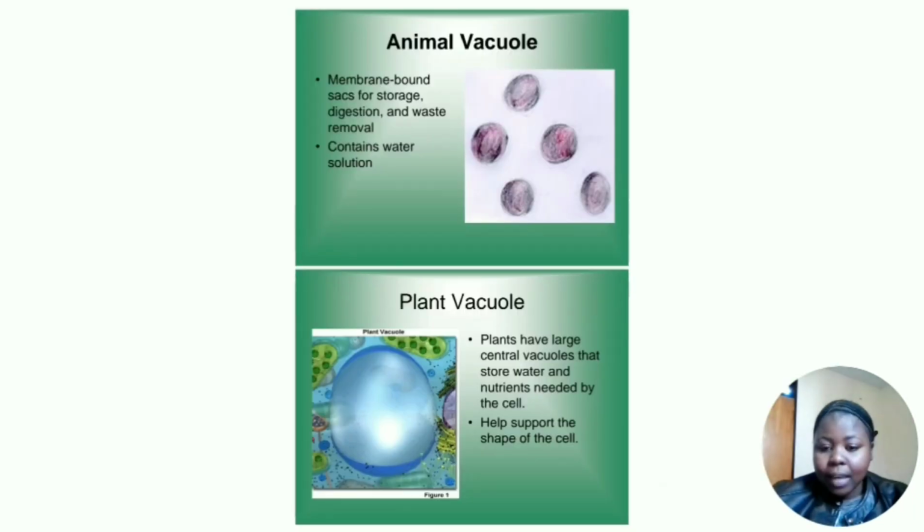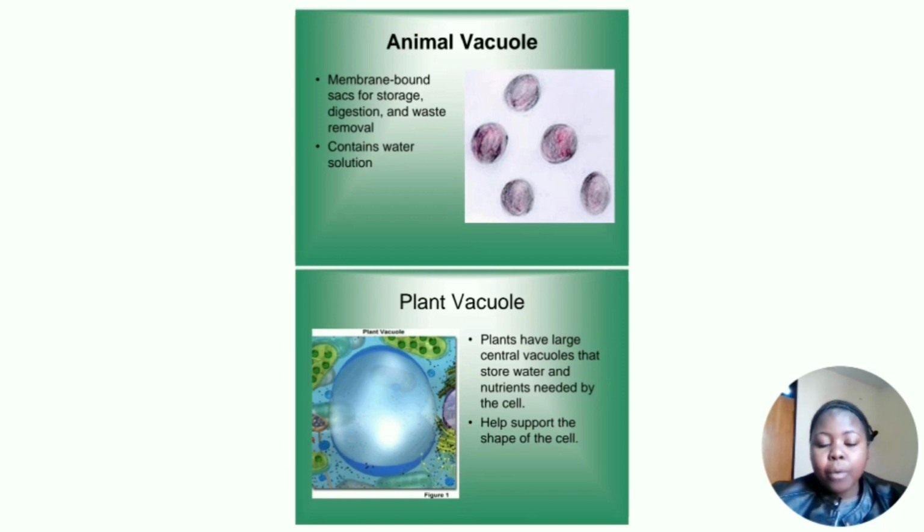Okay, now we are going to talk about another organelle, which is called the vacuole. We are going to talk about the animal vacuole and the plant vacuole. The animal vacuole is a membrane-bound sac for storage. Not only is it for storage, it is also for digestion and waste removal. It also contains water solutions. That one is the animal vacuole.